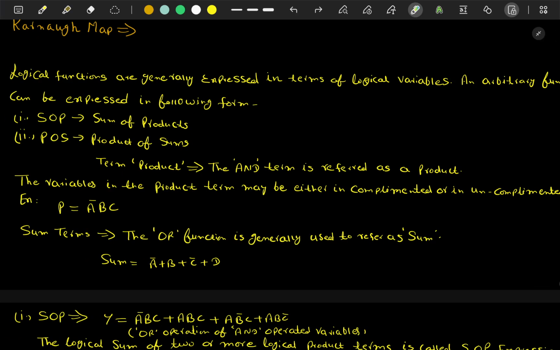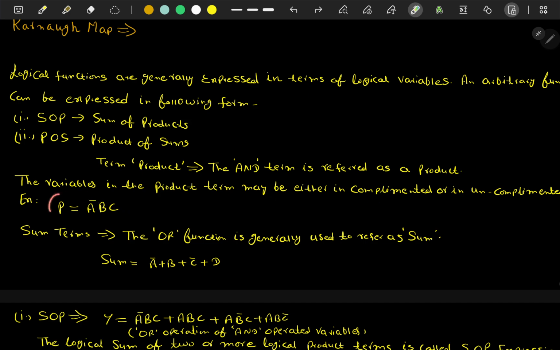Before studying the Karnaugh map, we have to understand some basic terms which will be used to produce it for any electronic function. We have two types of forms, SOP and POS. SOP stands for sum of products and POS stands for product of sums. The product term refers to a product. The variables in the product term may be either complemented or uncomplemented, like A or A bar.